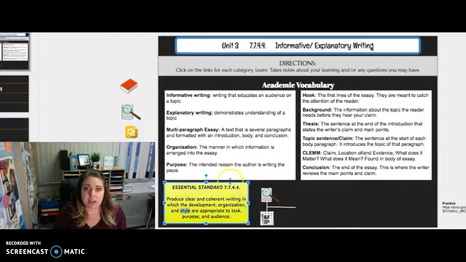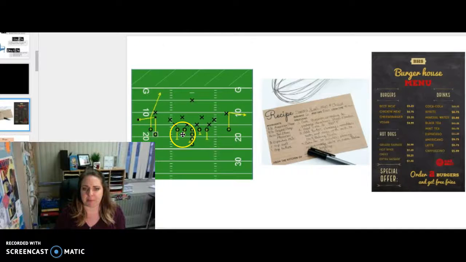Okay, so here's the other thing I really wanted to show you. I don't know how many of you play football, or how many of you have ever followed a recipe to cook a meal, or how many of you have been to a restaurant and sat down and looked at a menu. Well, I just found like 3 examples.